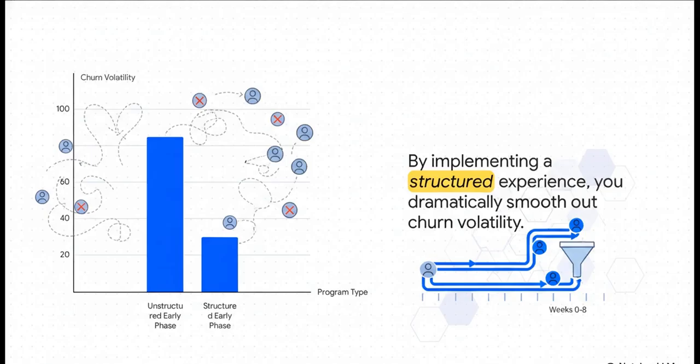That bar on the left, that's what an unstructured early phase looks like. Churn is just all over the map, completely unpredictable. But look to the right. When you bring in that structured experience, you see how dramatically you can smooth out that volatility. You create a much more predictable and manageable flow of patients through your program.